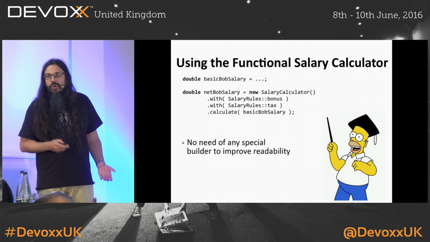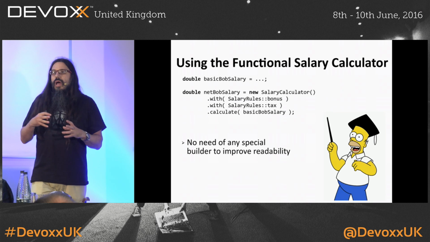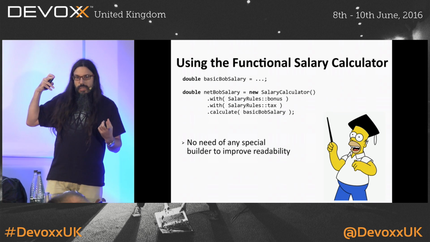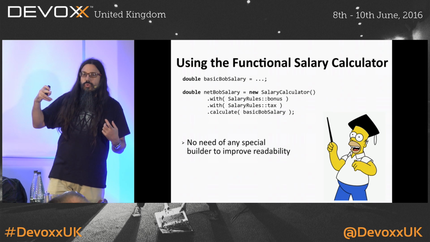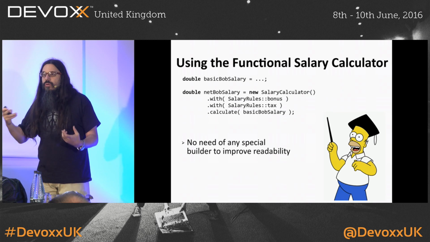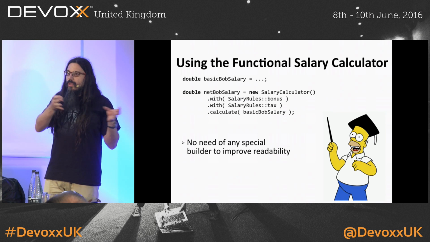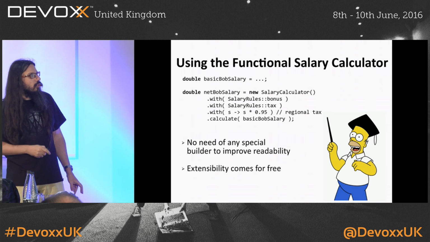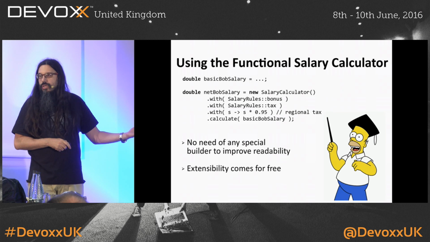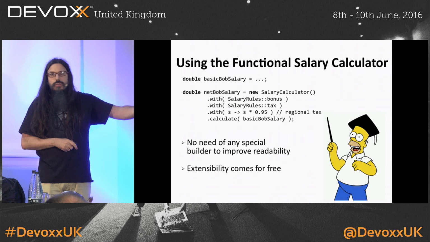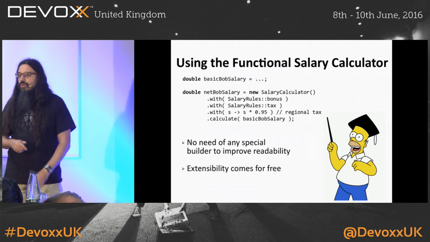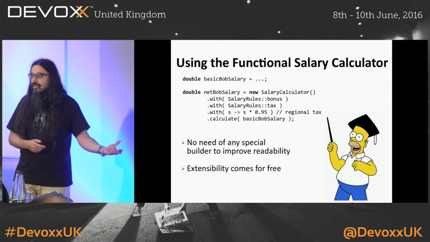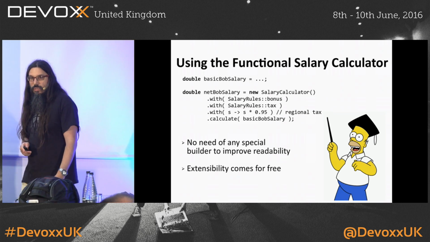And the other bonus is that if you have some special tax that you need to apply only in one case, you don't have to implement that function in your builder. You can just, one shot, you need to apply a regional tax. You say with another function, and you are done. You have nothing else to change. Okay, so this is far more flexible. Okay.